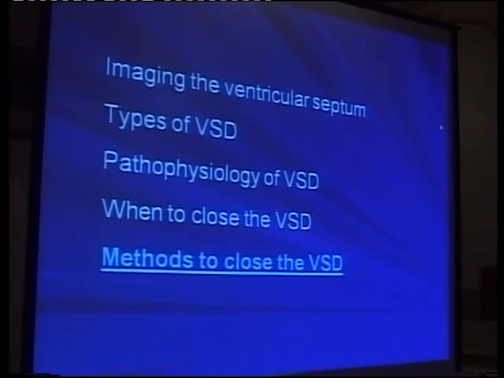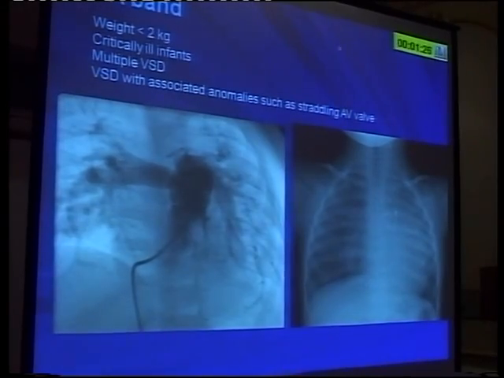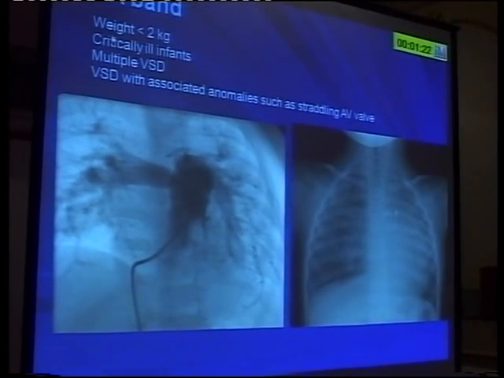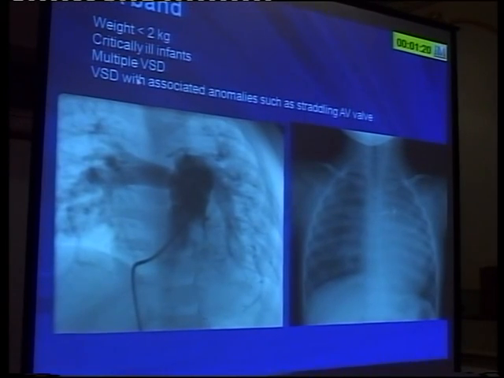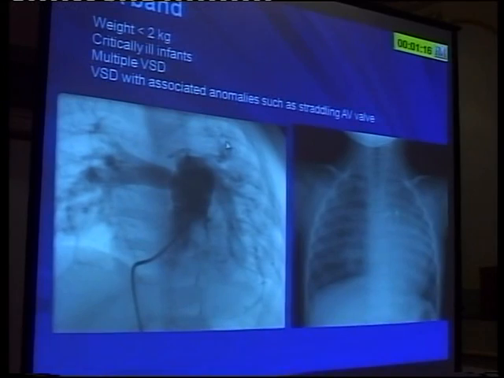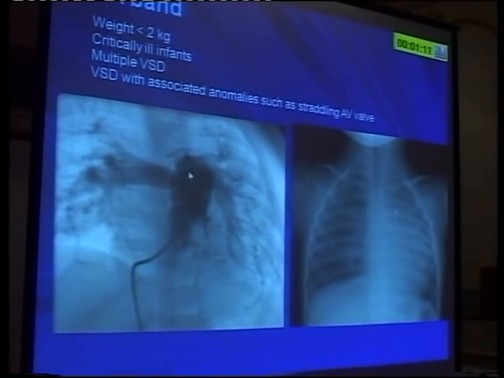Now, how to close a VSD. We can do PA band, surgical closure, transcatheter closure, and hybrid closures. PA band, we rarely use it these days, but it's restricted to patients who are less than 2 kilos, critically ill newborns, multiple VSDs, or VSD with associated anomalies such as straddling of the AV valve. You can see the PA band here.